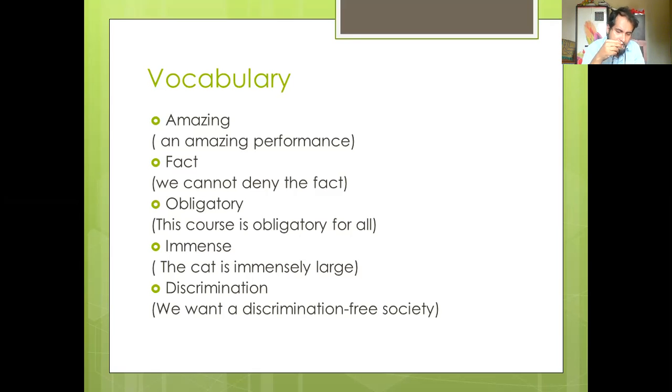So what type of society do we want? We dream of what type of society? We want a discrimination-free society. So here I think you have got the meaning of these 5 words, and you will also make more sentences using these words. And I have told you already that you should make a separate notebook for your vocabulary, and the moment you come across a new word, you should enter that new word into that notebook and study those words every day.